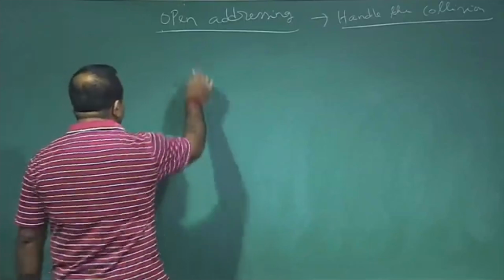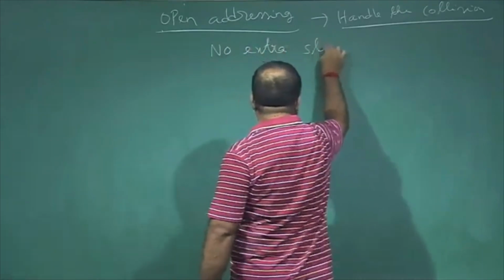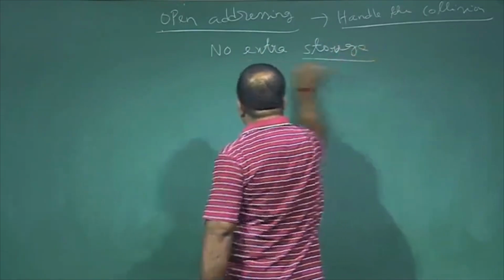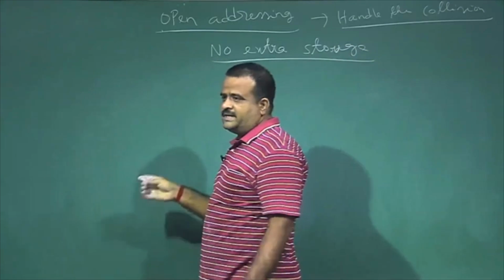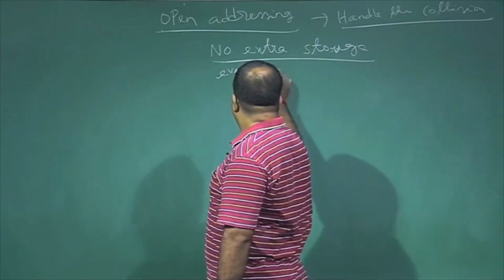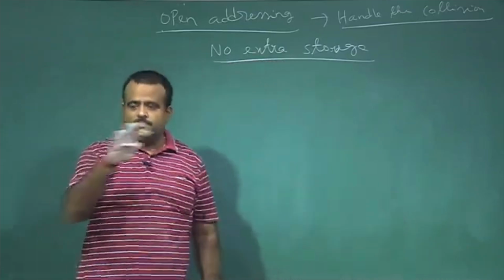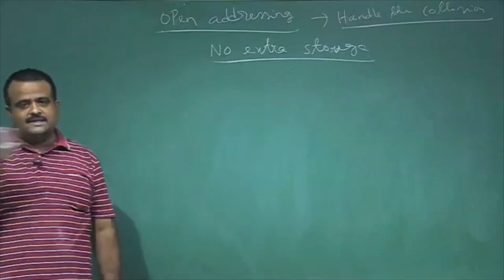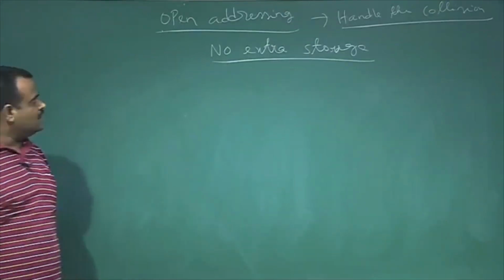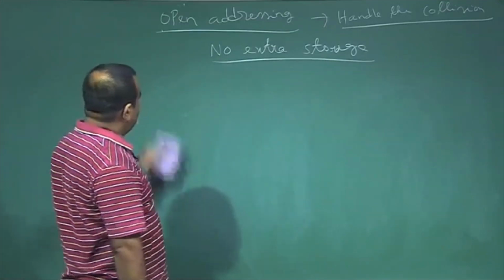Suppose we have no extra memory, no extra storage. Everything we need to do inside the table. So how can we handle that? We are not allowed to make a chain or have a linked list outside the table. Everything needs to be done inside the table. That is addressed by the open addressing method.